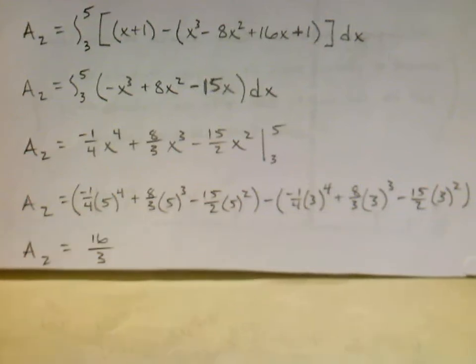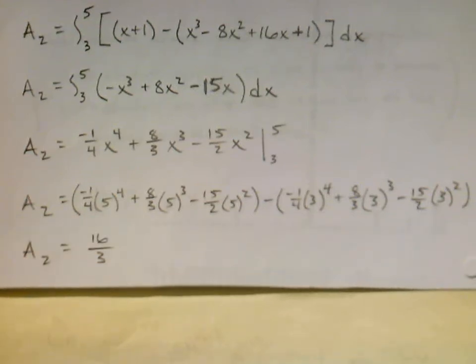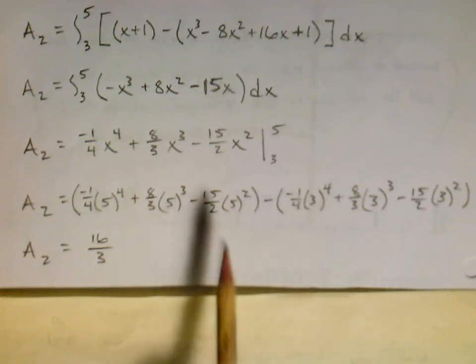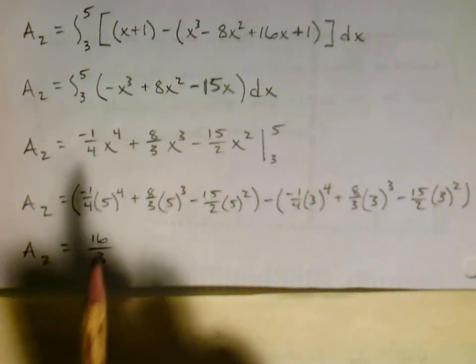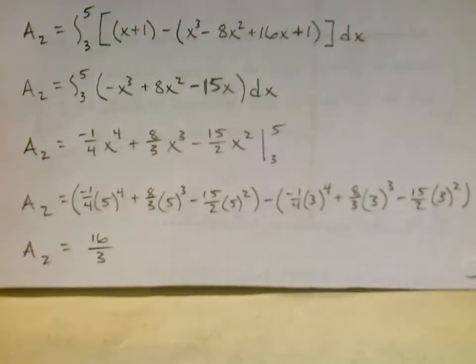I think I'll just tell you the answer though. I believe when I actually did it, I did them separately, and then I subtracted those two because that was just over. I didn't want to go through that whole thing at once. That was too much. But this time, hey, 16 over 3 for area 2.